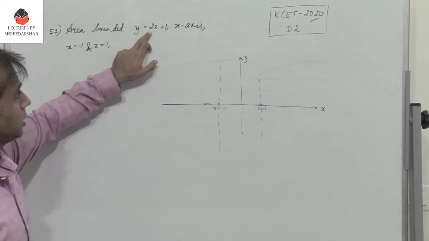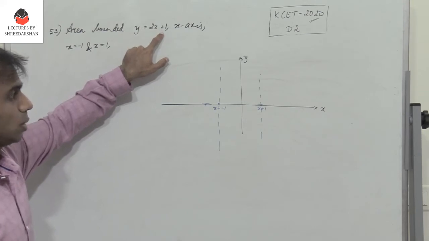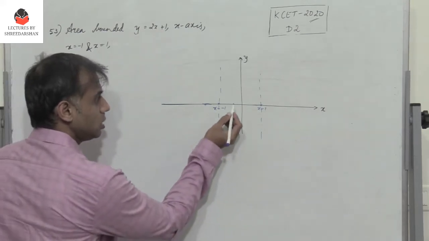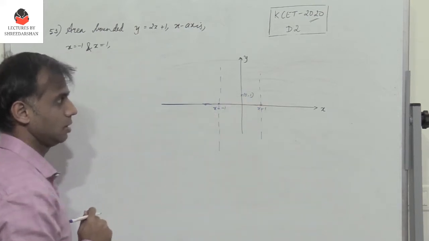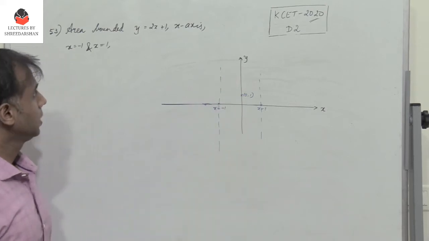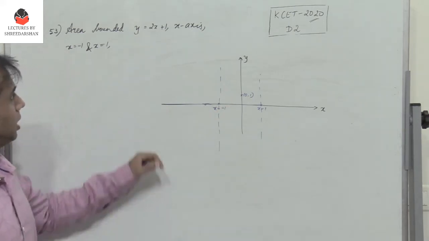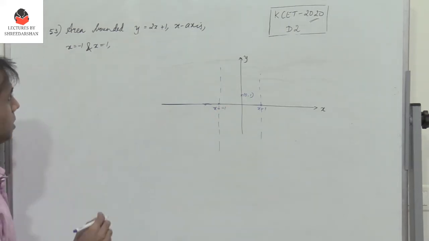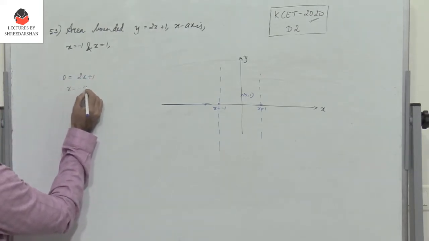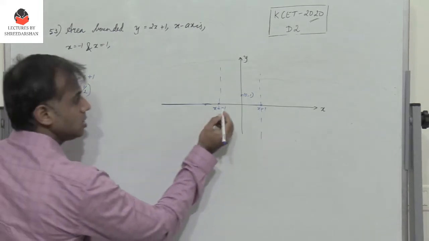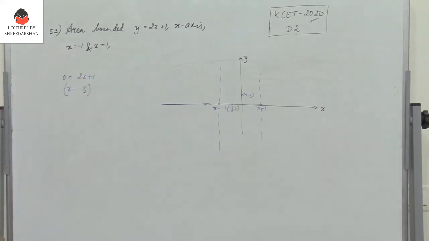Okay, so to find the point here, let us put x equal to 0. If I put x equal to 0, I get y equal to 1. So 0 comma 1 is a point on the line on the y-axis, and this line passes through the point 0 comma 1. And if I put y equal to 0, I get 2x plus 1 equals 0, or x equals minus 1 by 2. So minus 1 by 2 comma 0 is another point on the line.